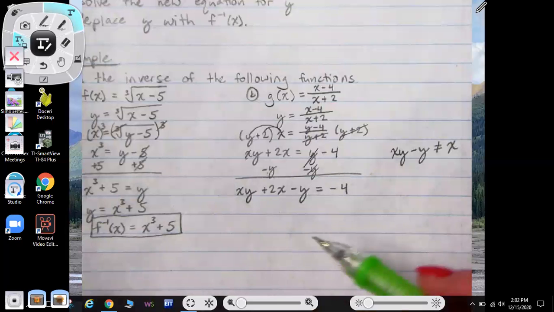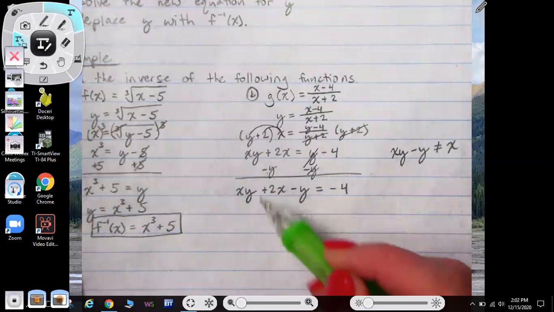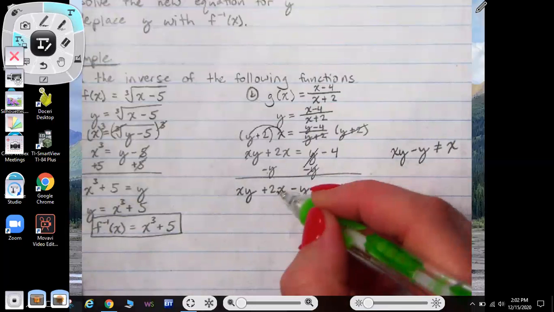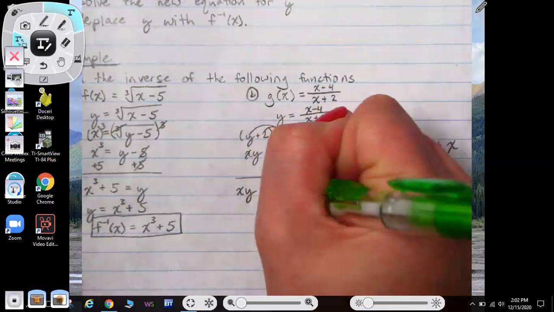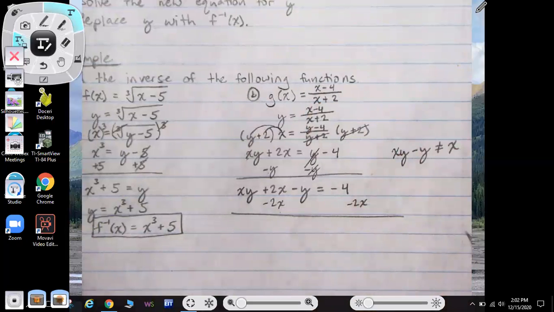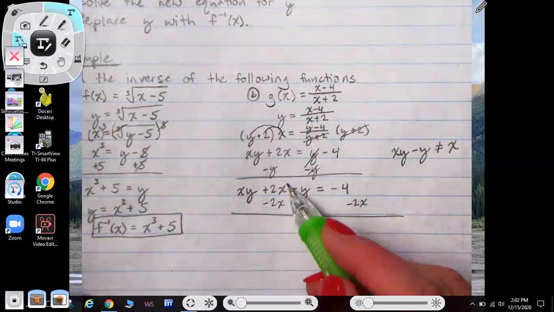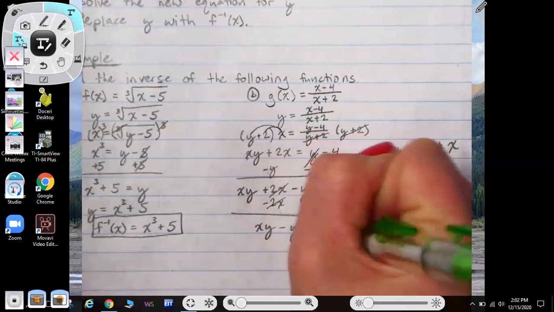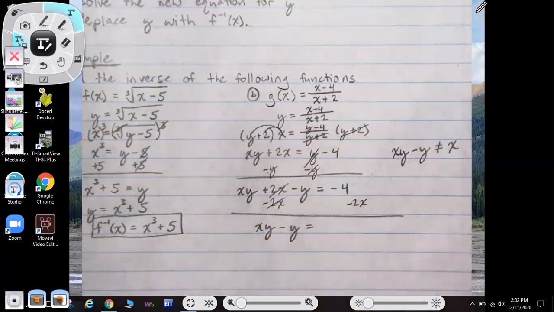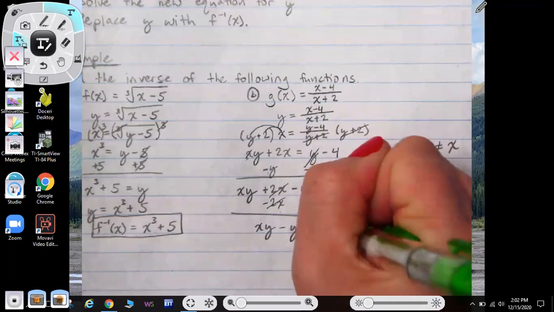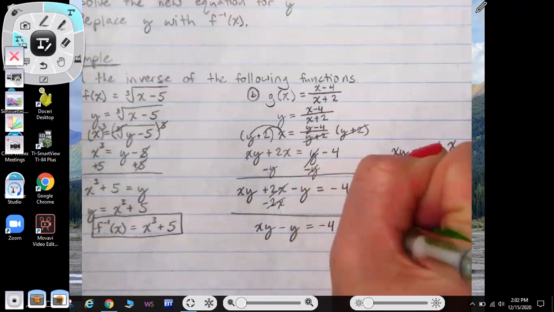So we got all of the y terms on the same side, but we need for that to be the only thing that's on this side. Everything else needs to be on the other side. So we need to get rid of this plus 2x by subtracting 2x from both sides. So the 2x's cancel out. We're left with xy minus y on the left. On the right side, we can't actually subtract 2x from -4, so we just write it as -4 minus 2x.